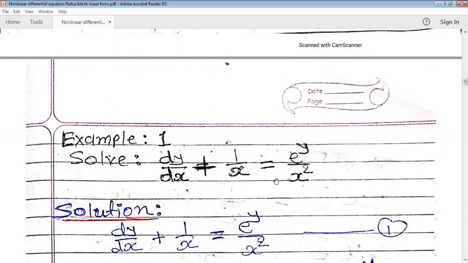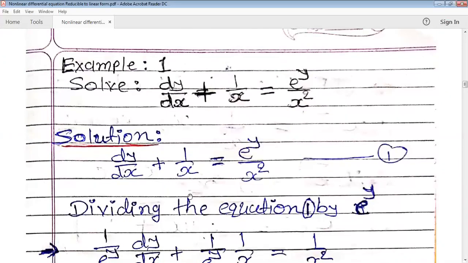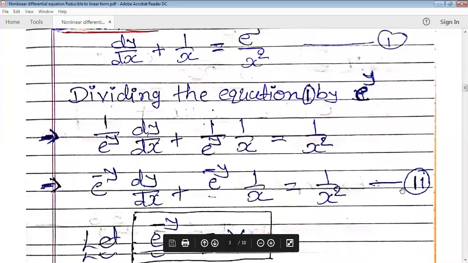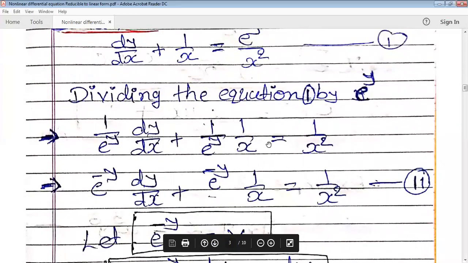So first we have to convert our equation into the linear form. This is our given differential equation. To convert it into the linear form, I divide the whole equation by the right hand side's function of y, which is e raised to y. By dividing the whole equation by e raised to y, I get e raised to minus y dy by dx plus 1 upon e raised to y, that is again e raised to minus y, into 1 upon x is equal to, here e raised to y cancels, so I get only 1 upon x square.